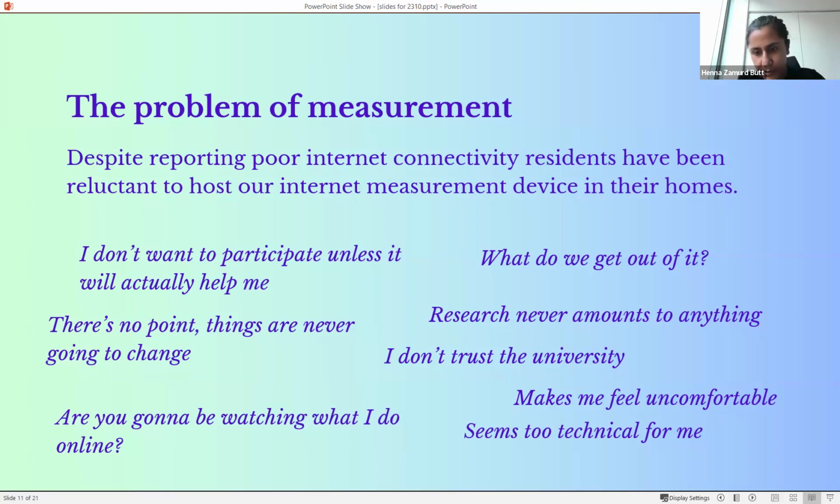I've put some of the reasons on the slide here, and they might resonate with you as well. You might feel the same. Are you going to be watching what I'm doing on the internet? That's the first concern. There are concerns about privacy and surveillance here.